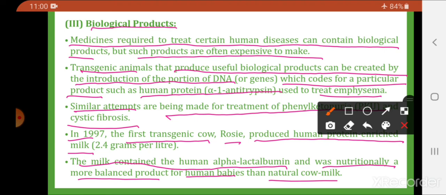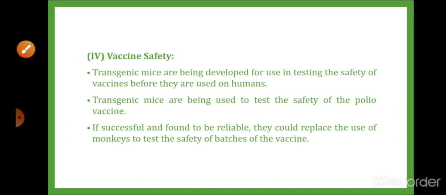ओके, वो जीन इंट्रोड्यूस की गई. सो काउ ने ही किसका प्रोडक्शन किया? ह्यूमन अल्फा लैक्टाल्ब्यूमिन, and this milk was more balanced compared to the natural cow milk.